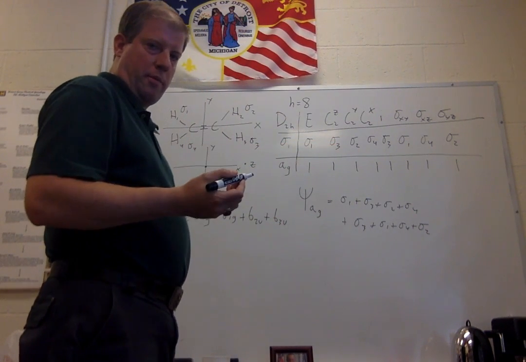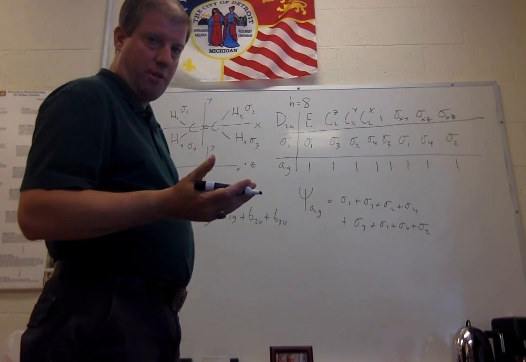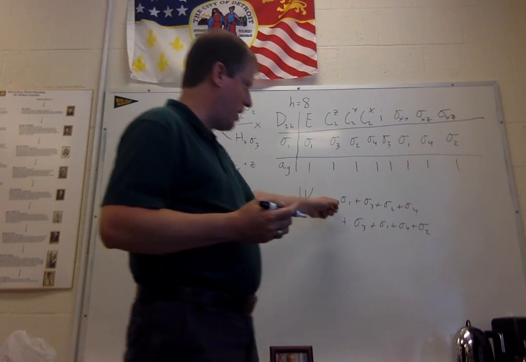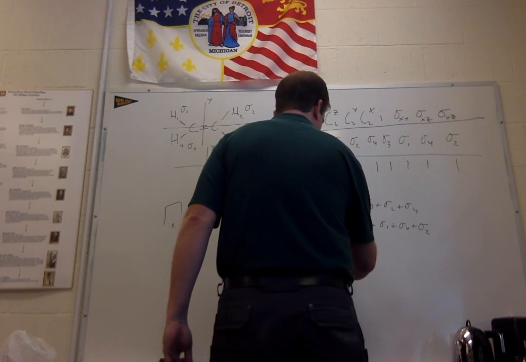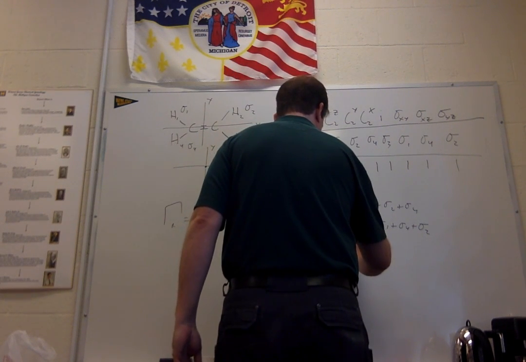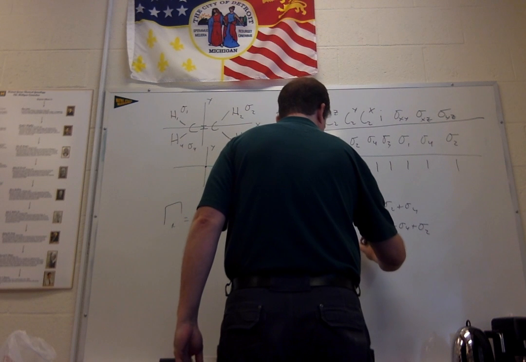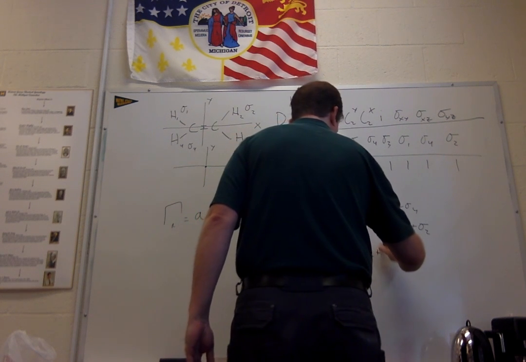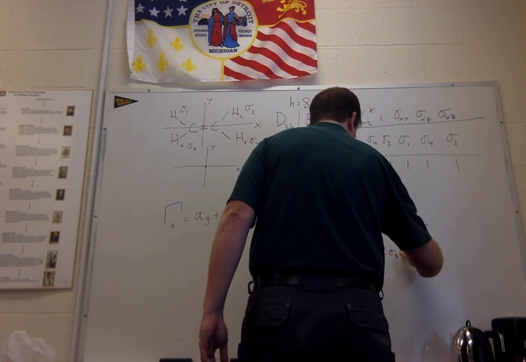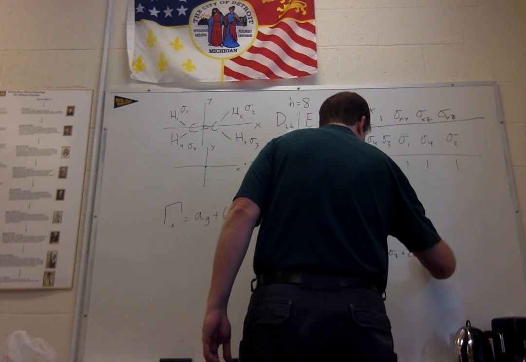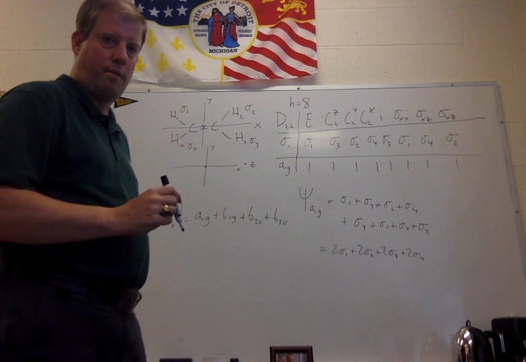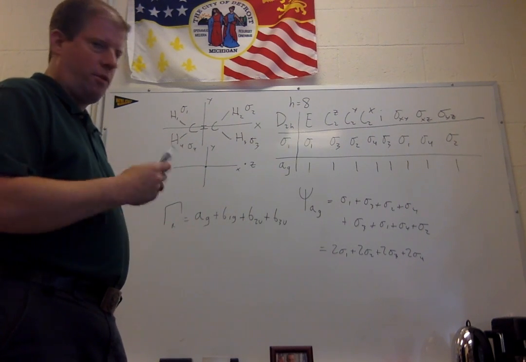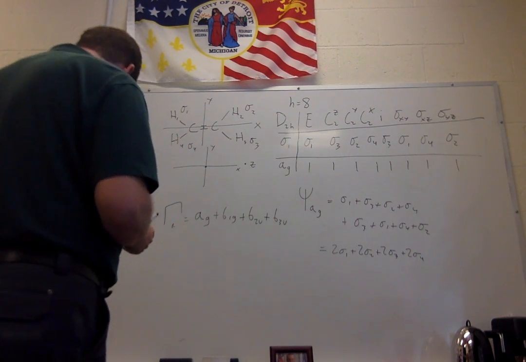And so what that becomes when you add like terms together, right? This is the variable A, that's the variable B, C, D, etc. Is you get 2 sigma 1 plus 2 sigma 2 plus 2 sigma 3 plus 2 sigma 4. Because there's 2 of them that are positive. Okay. That's your totally symmetric representation.